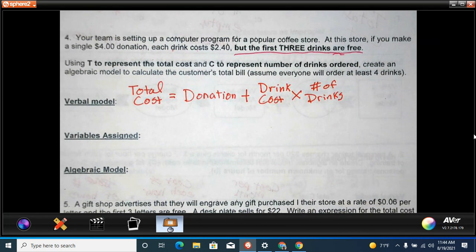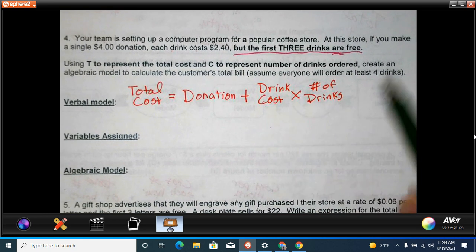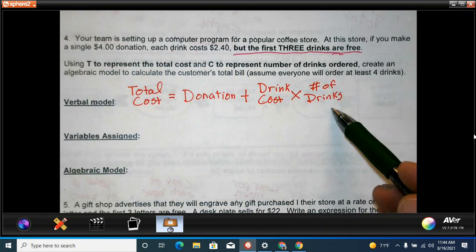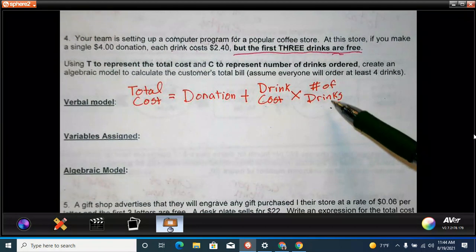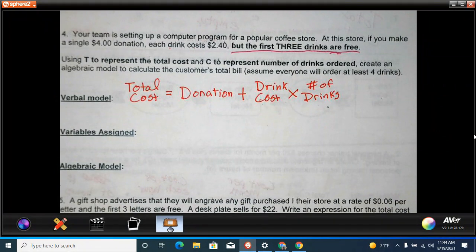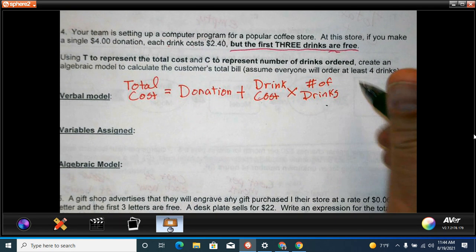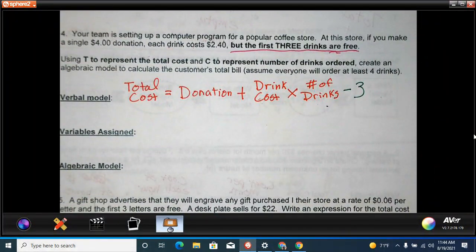But we got to deal with that wrench they threw in with us, right? Okay, so I'm taking the cost of the drinks, and I'm multiplying it by the number of drinks, but we get the first 3. And they're telling us everyone's going to at least order 4 drinks. So how am I going to represent those first 3 free drinks out of this number of drinks? Yeah, okay. You subtract 3. Yep. So I subtract the first 3 drinks.